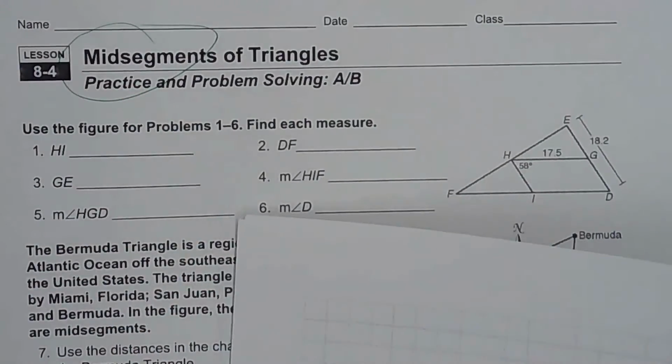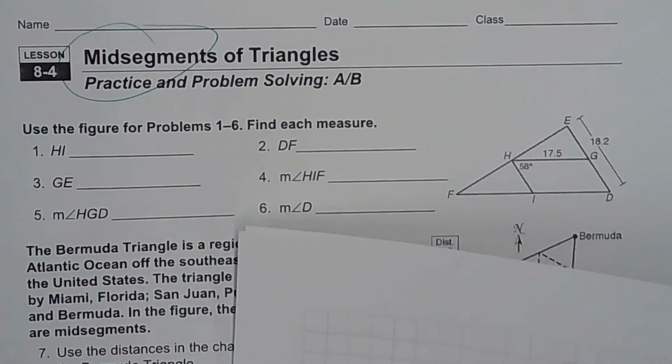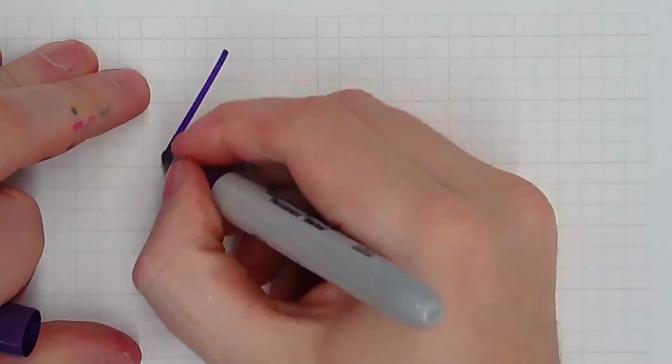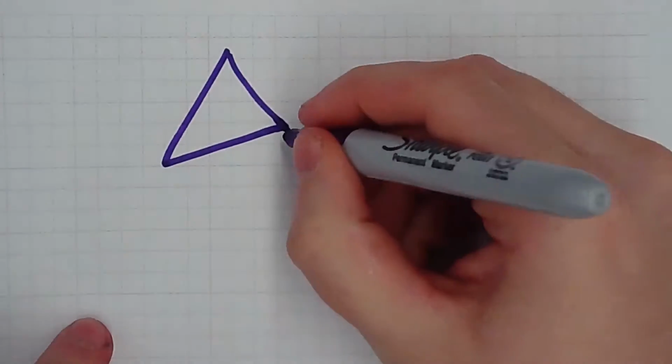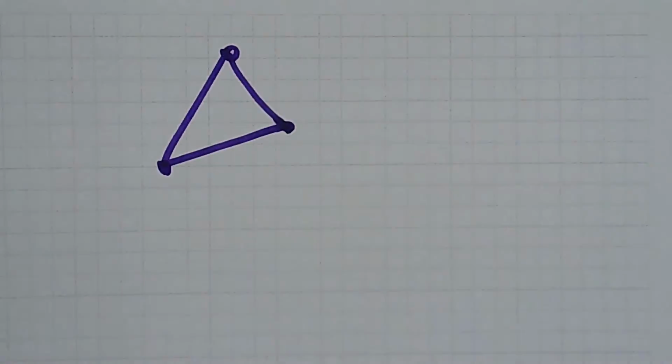Mid-segments sound a lot like medians, right? Do not confuse them. They're similar. If I draw a triangle, how do I find the medians? Let's talk about what we do know. How do I find the medians of a triangle? You're thinking of the orthogonals.